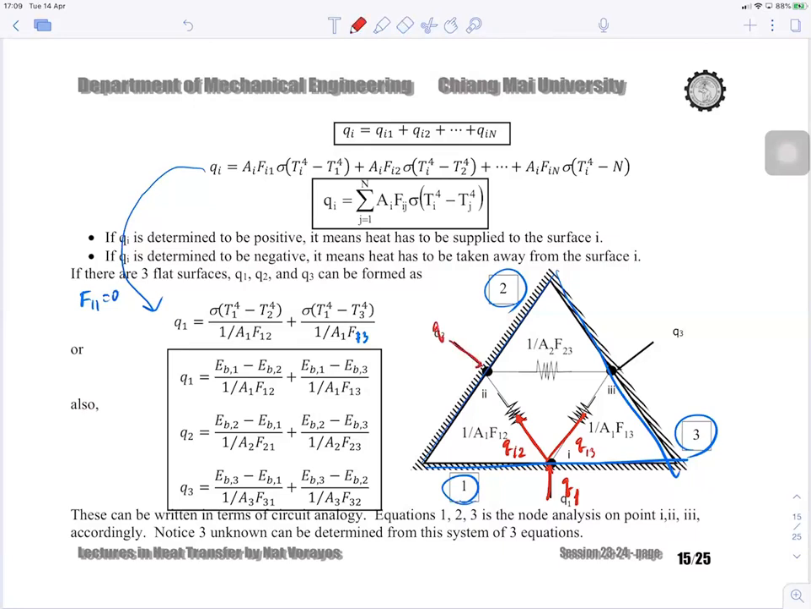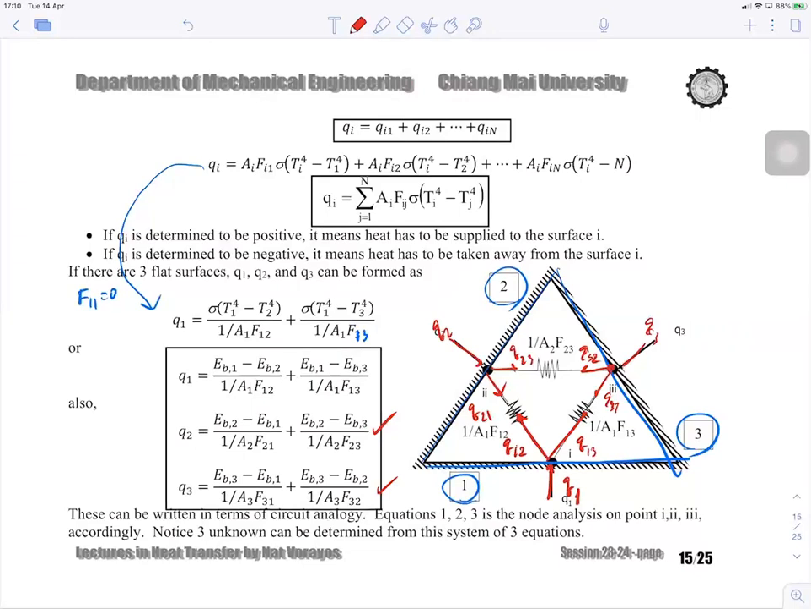Okay, and you do the same for Q2. Q2 going here is going to be Q21, and this is going to be Q23, and you get this equation. And you do the same for Q3, and this is Q31, and this is Q32. Okay, and you get this equation.